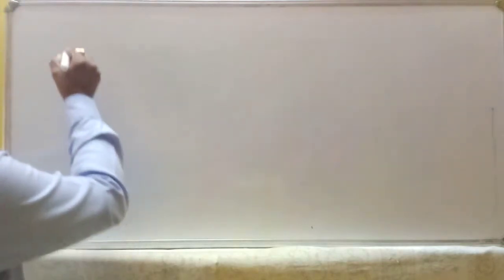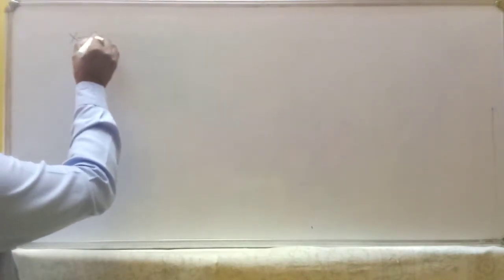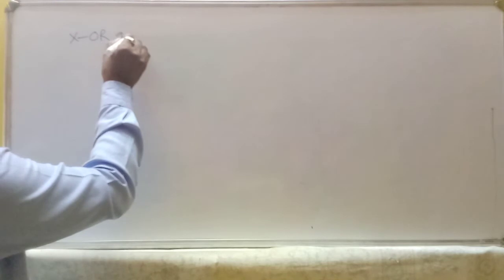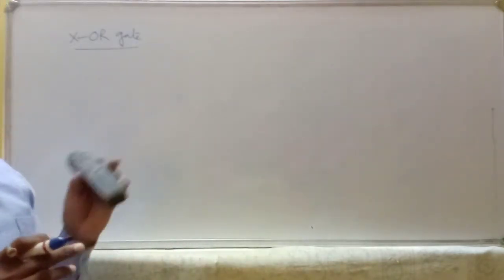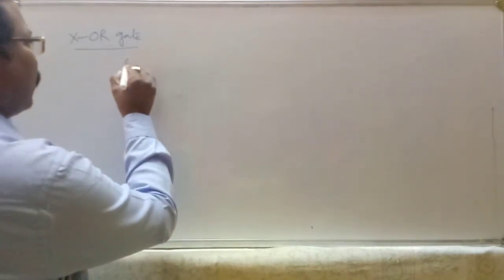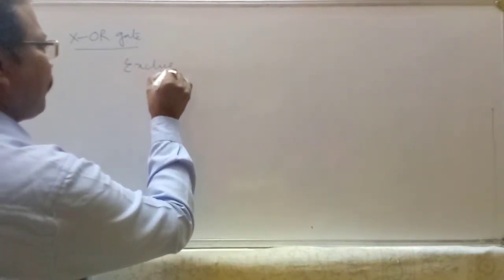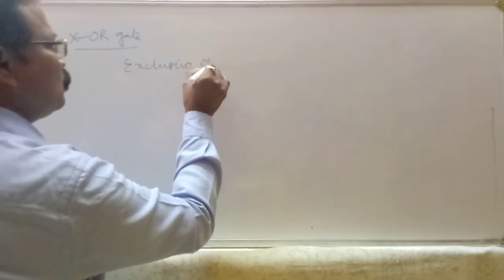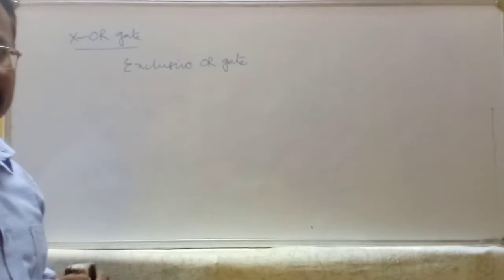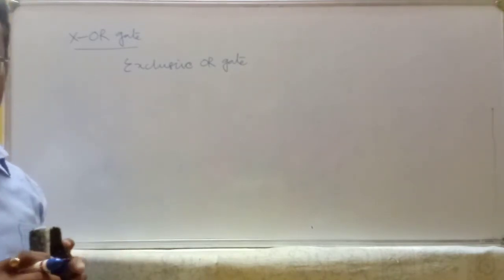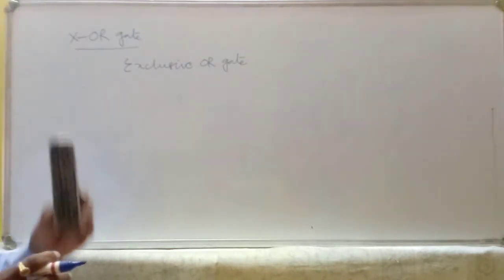The first one is the XOR gate. What does XOR gate mean? It is a special gate. This can be read as exclusive OR gate. Exclusive means it is special. Exclusive OR gate is a special gate.